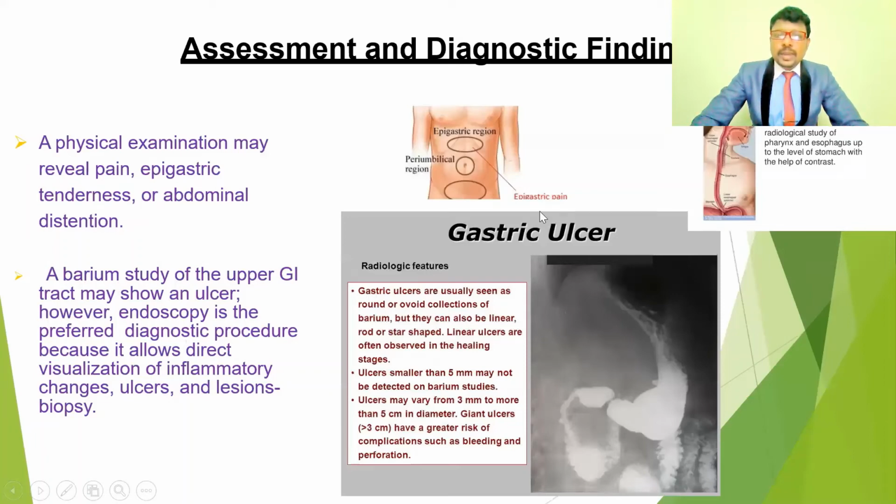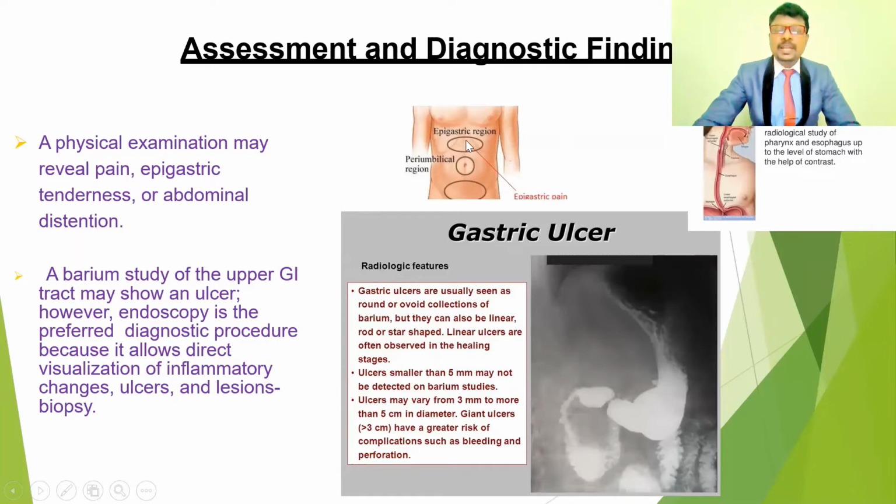So how are we going to assess peptic ulcers? What are the investigation procedures for peptic ulcers? The first one is going to be the physical examination, which may reveal pain. Especially, the symptom, the pain, will be in the epigastric region, and also tenderness in the epigastric region.